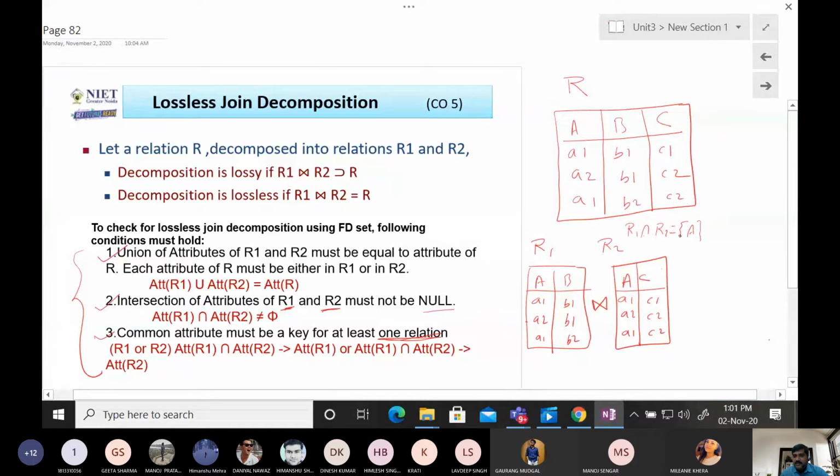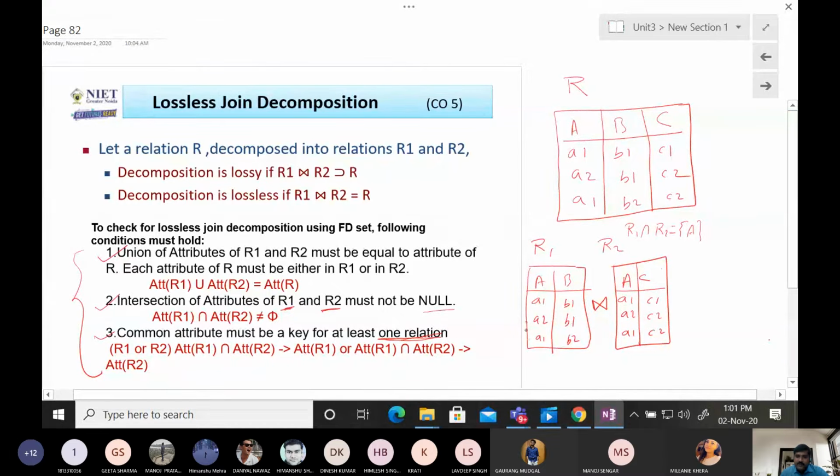Then third is: the common attributes either determine all attributes of R1 or all attributes of R2 or all attributes of R1 and R2 both. And if any attribute determines all the attributes, then we can say that that attribute is a candidate key of R1. Did you get it?